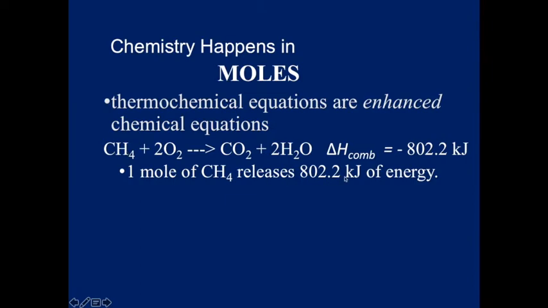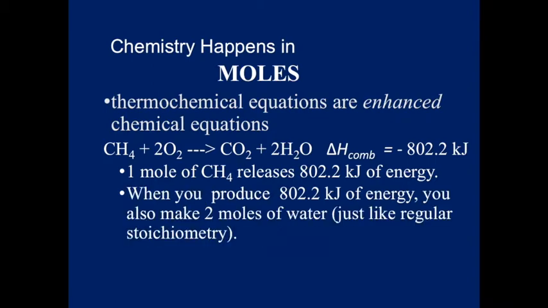If I burn 1 mole of methane, it releases 802.2 kilojoules of energy. If I had half a mole, it would be 401.1 kilojoules of energy. It's the same mole relationships, just like 1 mole of methane to 2 moles of oxygen yields 1 mole of carbon dioxide. When you produce 802.2 kilojoules of energy, you make 2 moles of water. Again, this is exactly like I was talking about before. It's regular old stoichiometry. You're just dealing with a number representing energy as another part of this equation.